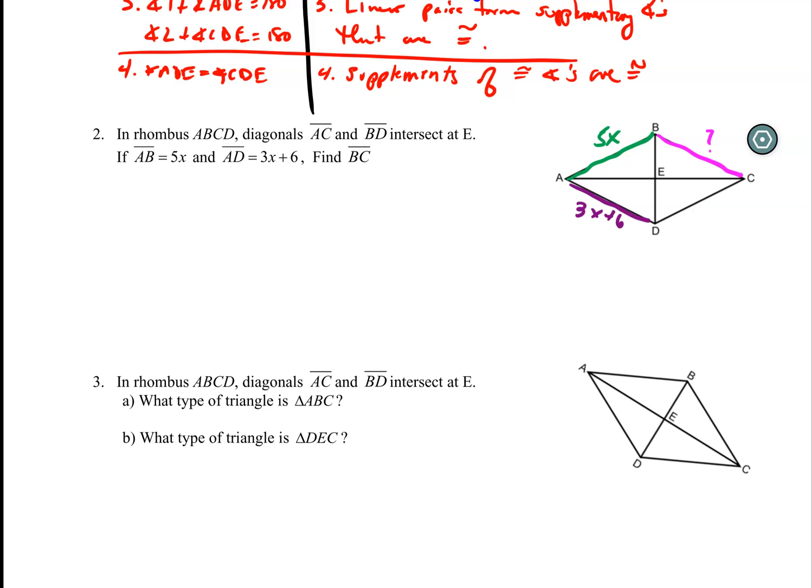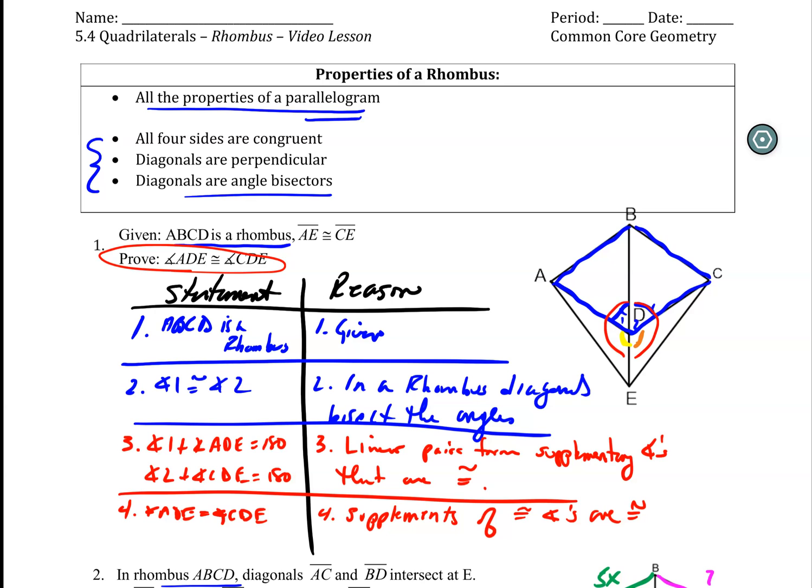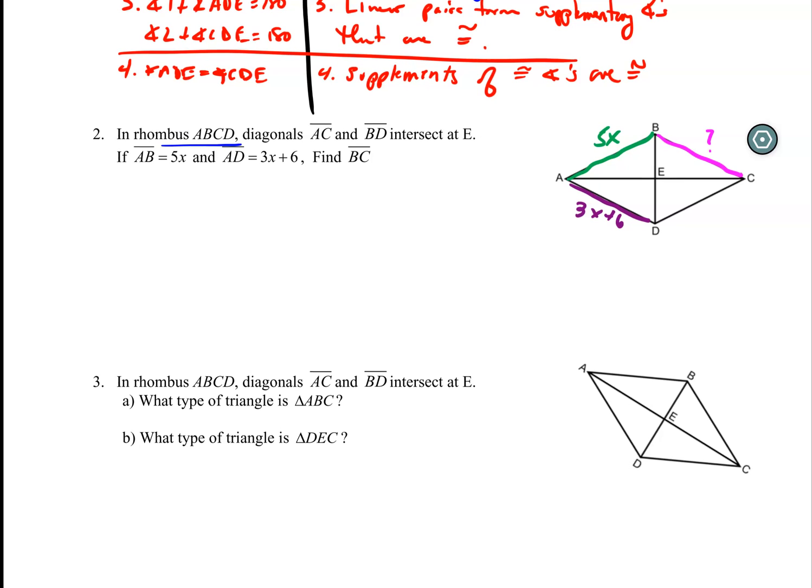All right, but since we know it's a rhombus, again, we know all of these properties up here. And one of them is that all 4 sides are congruent. So AB and DC and BC and DC, they're all congruent to each other. So if I find out what X is, I can just figure out what any one of these sides is, and then BC would be equal to that.